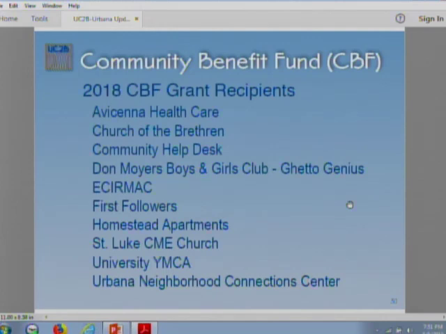We created something called the Community Benefit Fund. We gave out awards starting last year, actually. Paul Hickson was running the Community Benefit Fund, and this is a list of the award winners last year. My favorite last year was the Urbana Neighborhood Connection Center.